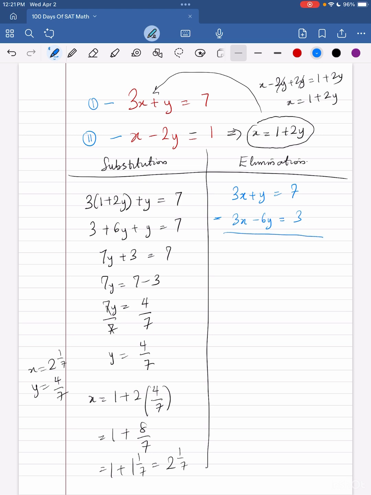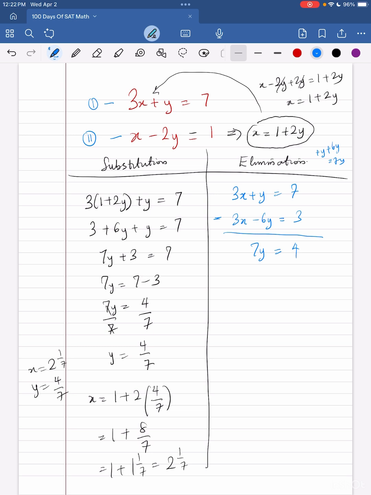So 3x minus 3x equals 0. Then we have plus y plus 6y, which is equal to 7y. So 7y equals 7 minus 3, which is 4. All right.